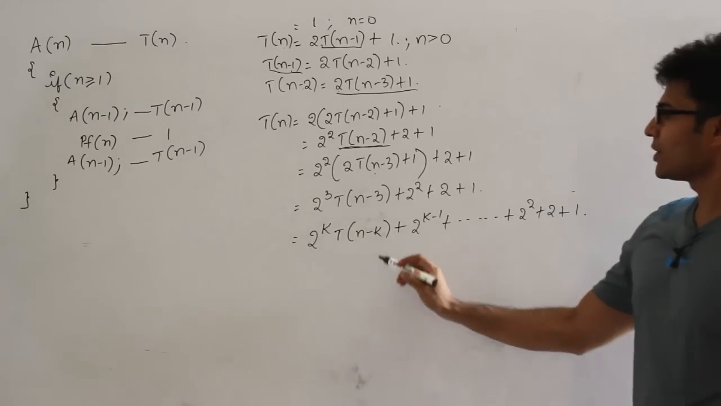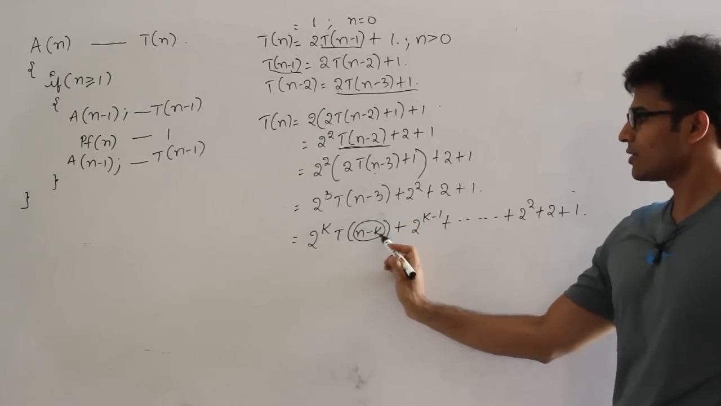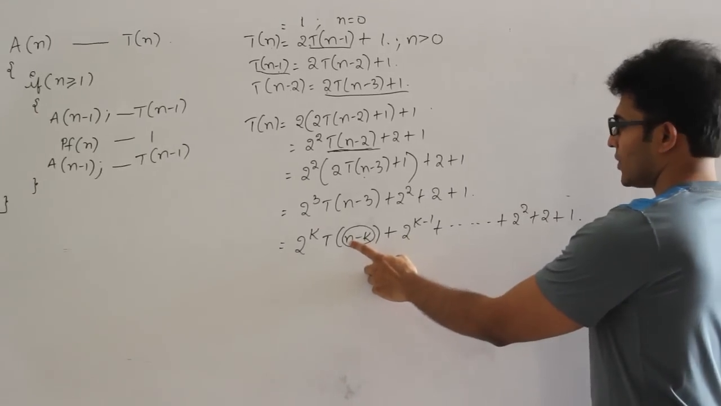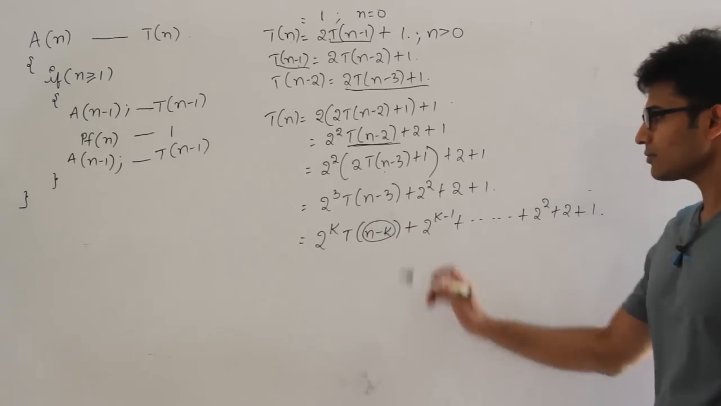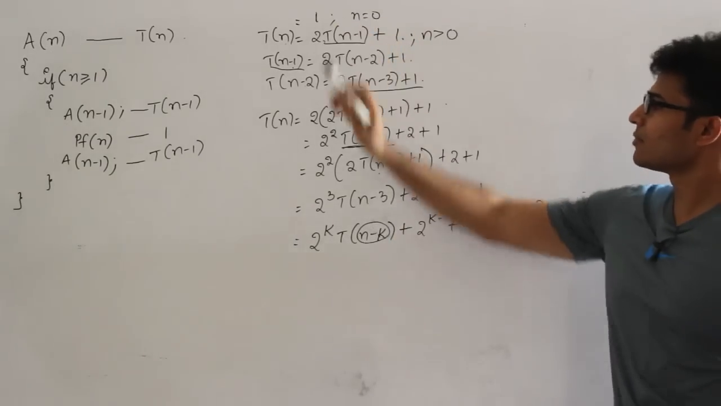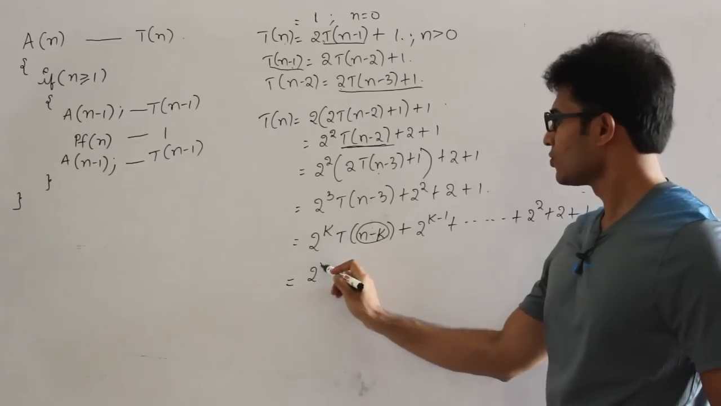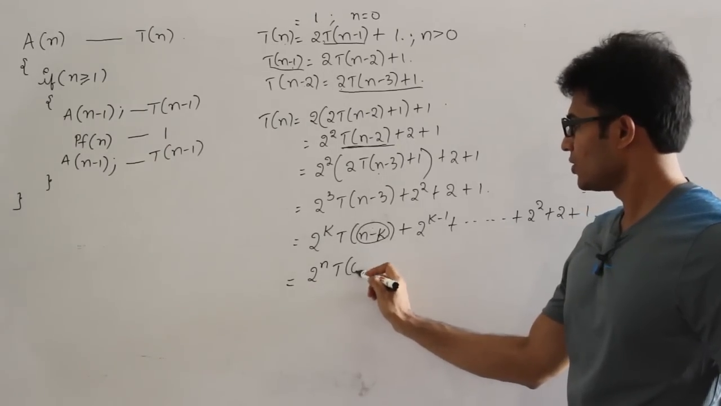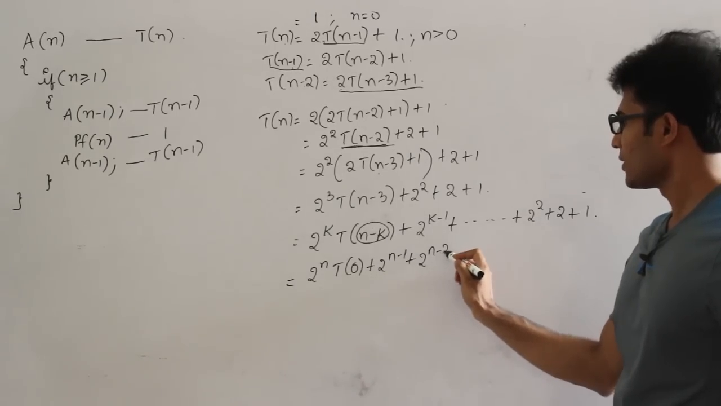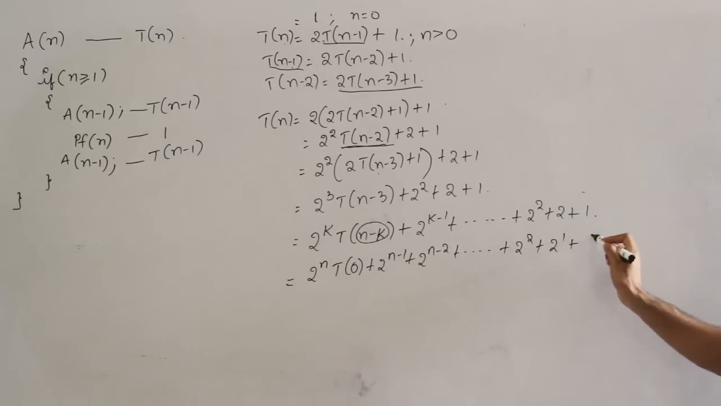Now when are you going to stop it? I am going to stop it whenever this entire part is going to be 0. So when will this entire part be 0? Whenever n equal to k, right? Therefore in place of k, you substitute n. Whenever k equal to n, this entire part is going to be 0, and that is nothing but 1. Therefore in place of k, you substitute n. Then what do I get? 2 power n into T of 0 plus 2 power n minus 1 plus 2 power n minus 2 plus so on plus 2 square plus 2 power 1 plus 1.